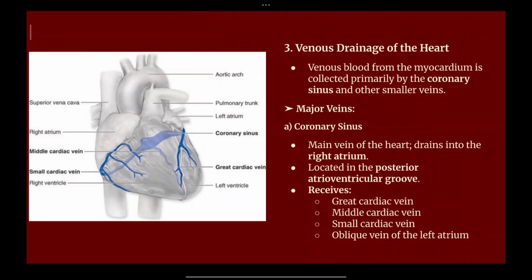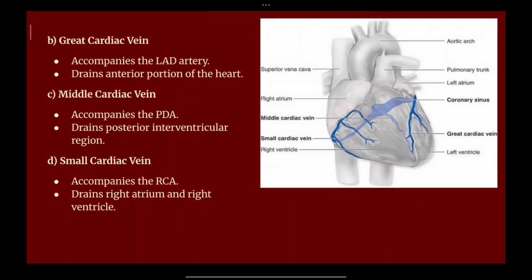So those are the different veins that drain deoxygenated blood into the coronary sinus, which is the major vein. Another major vein you can see is the great cardiac vein. It runs close to the left anterior descending artery, and it drains the anterior portion of the heart. The deoxygenated blood of the anterior region is collected in the great cardiac vein. The middle cardiac vein is accompanied by the posterior descending artery, running along the PDA. The posterior interventricular region drains its deoxygenated blood into the middle cardiac vein.